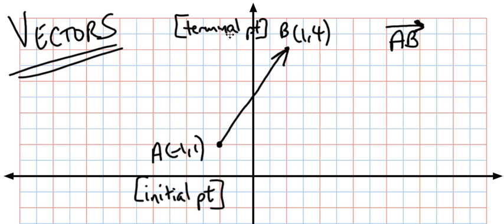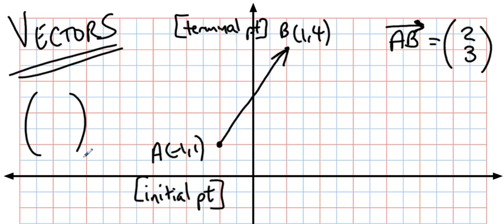Now, we can write vector AB in what's called component form. To do that, we count how far we go over and then how far we go up going from A to B. So we go 2 over and 3 up. We say that vector AB is the vector 2, 3. You might notice that in component form, you've got delta x and delta y. Sometimes this 2, 3 is written as 2i plus 3j.